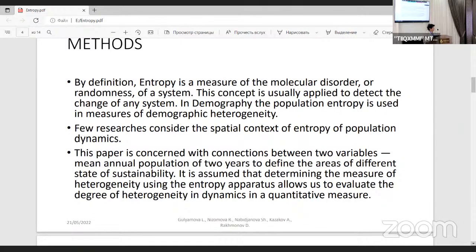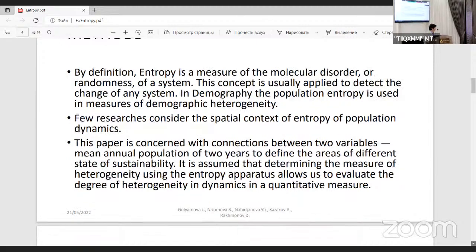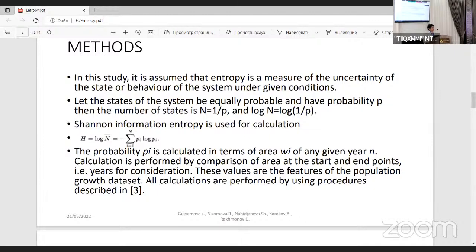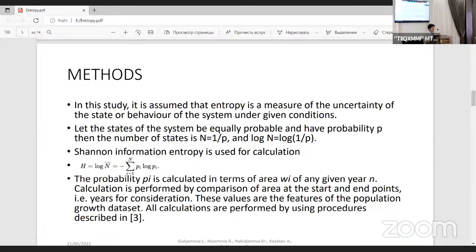In our research, we assume that determining the measure of heterogeneity using these interpair characteristics allows us to describe the degree of heterogeneity in dynamics in a quantitative manner. In this study, it's assumed that measure P is a measure of uncertainty of the state or behavior of the system under given conditions. So we think that the states of the system may be equally probable and have probability P. Then the number of states is calculated. We use Shannon information entropy.